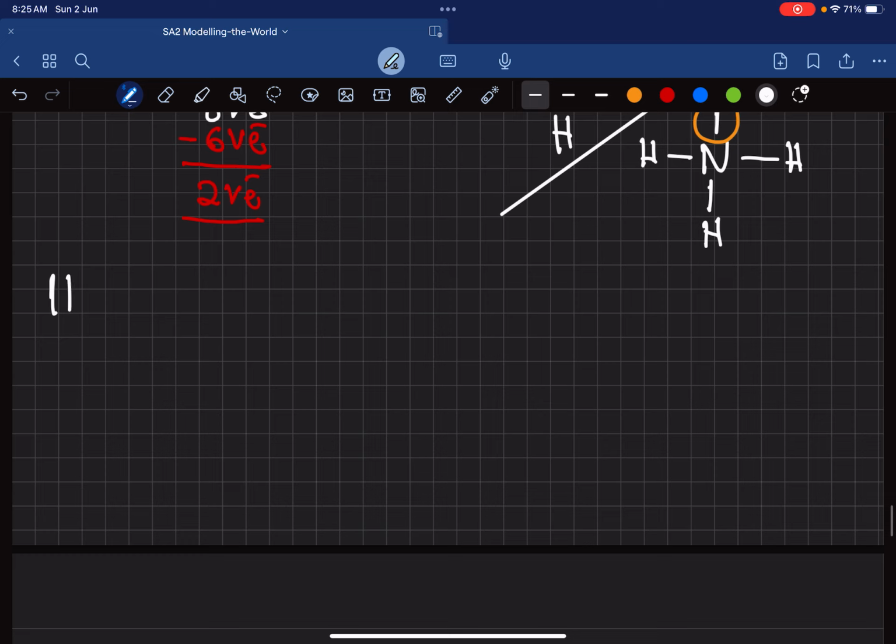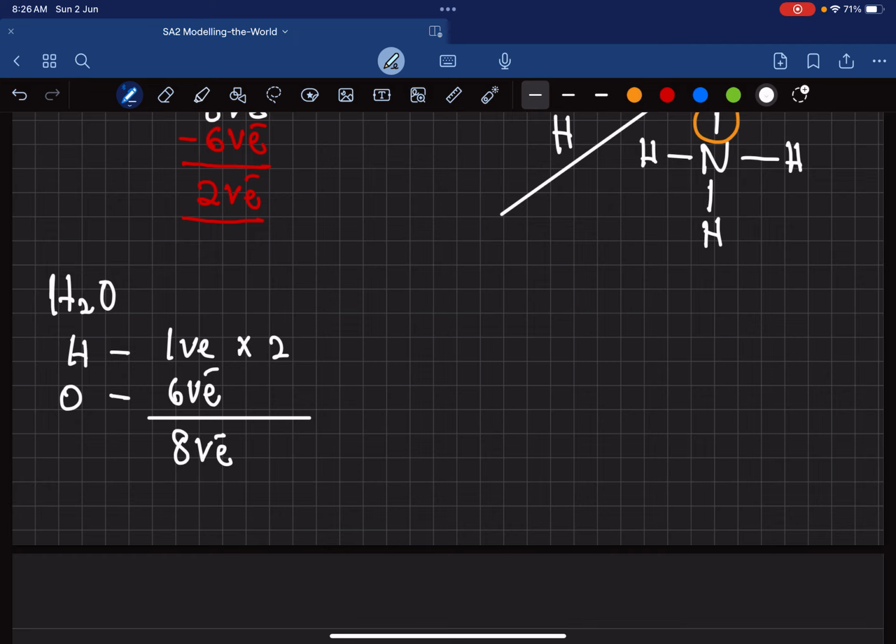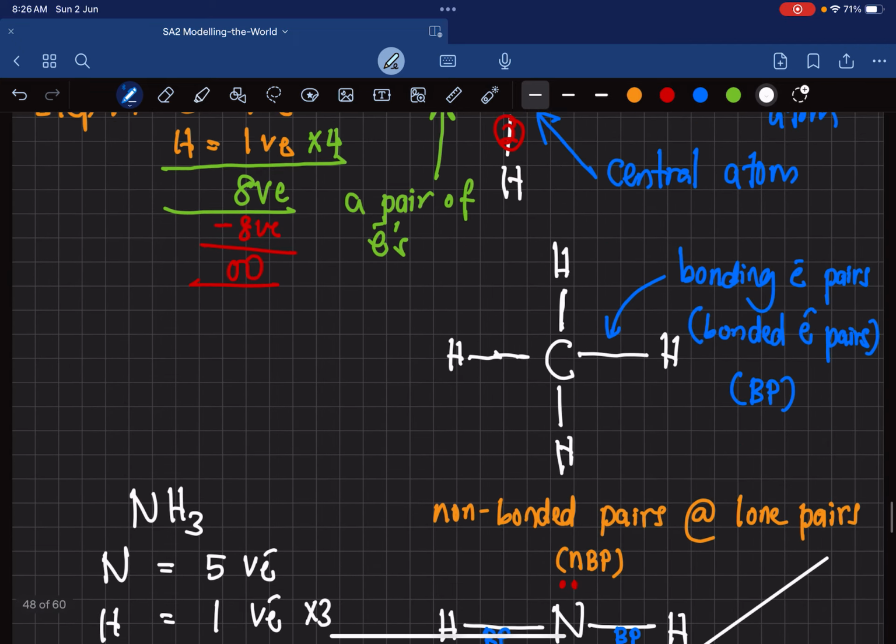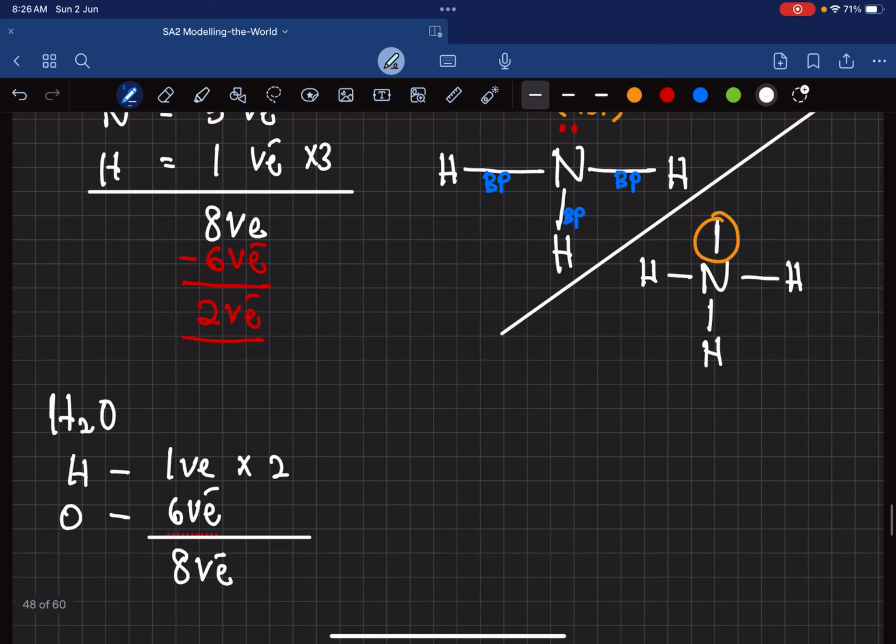Let's go with water. Okay, so hydrogen. Again, hydrogen has one valence electron, and there are two of them. Oxygen is group 16, which has 6 valence electrons. So in total, we again have 8 valence electrons. So you see what I'm doing here? We are dealing with everybody who has 8 valence electrons, right?